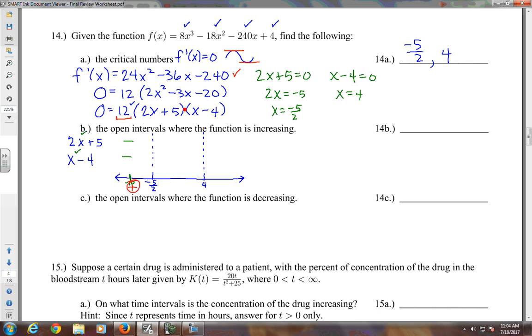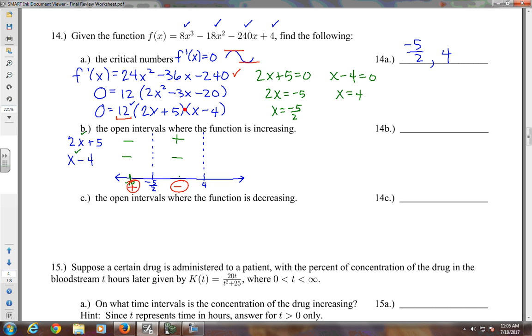Okay, let's repeat that process for the second section. I need a test point between negative 5 halves and 4. I'll use the test point somewhere in here. How about 0? So I'm going to plug 0 into each of these factors that I have listed here on the left. If I plug 0 into 2x plus 5, the result is positive. And then 0 minus 4 would give me negative. Positive times negative is negative. So my derivative is negative on that interval. That means my original function is decreasing.